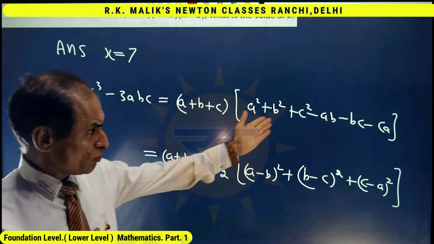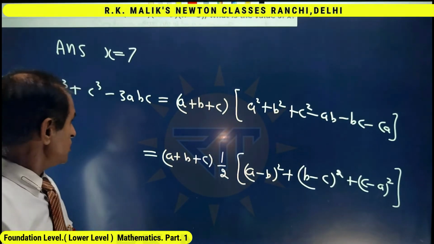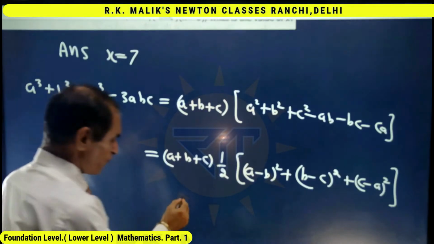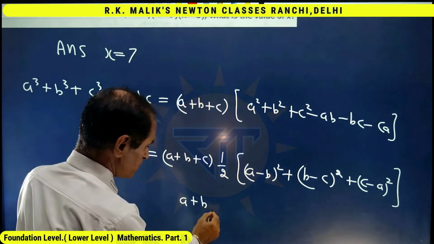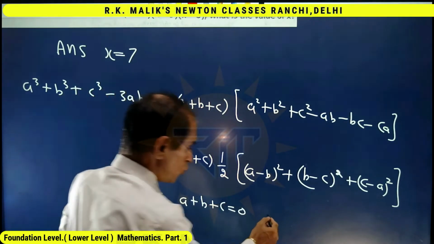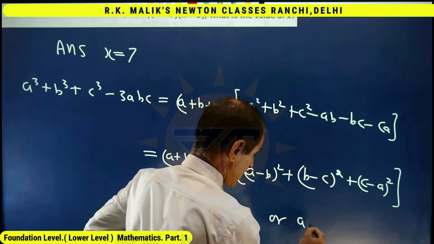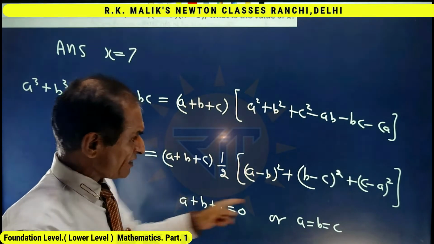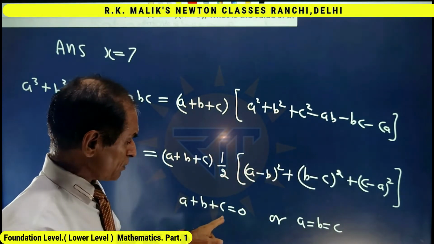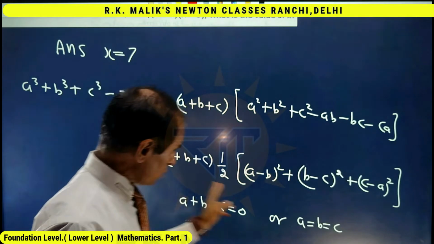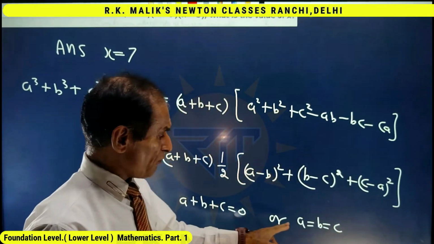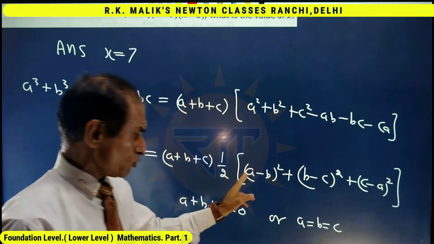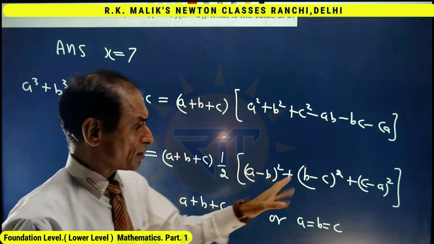After simplifying, you will get this result. And hence it is clear that if a plus b plus c is 0 or a equal to b equal to c, then the right hand side will become 0. If a plus b plus c is 0, then also it will be 0. If a equal to b equal to c, in that case this part will become 0. Hence the whole thing will become 0.